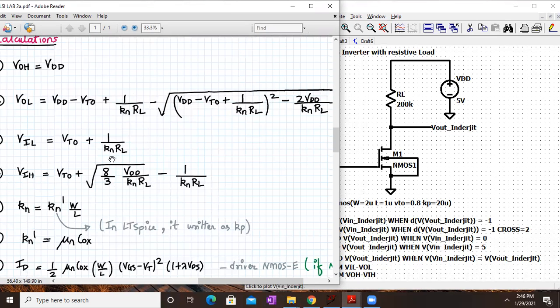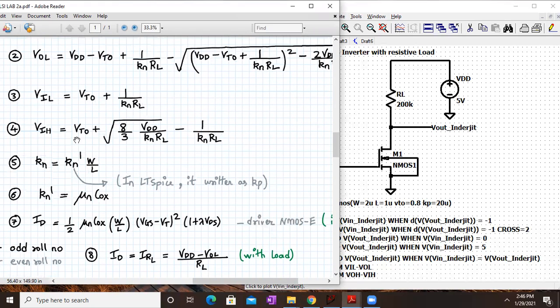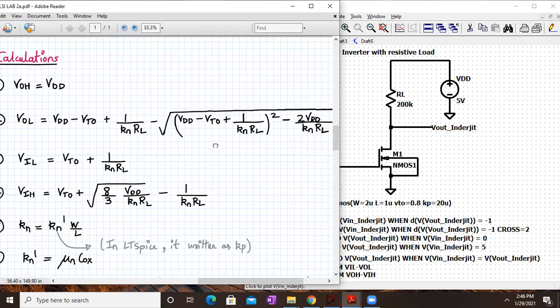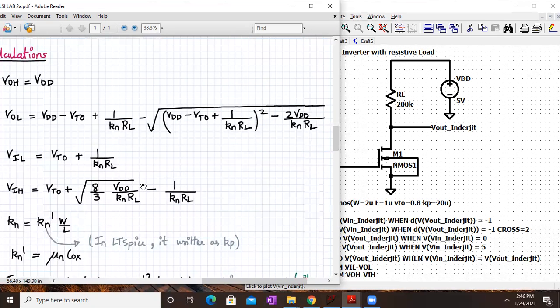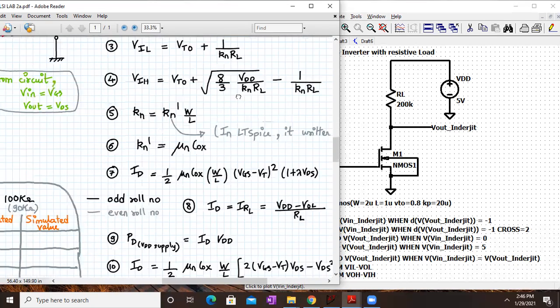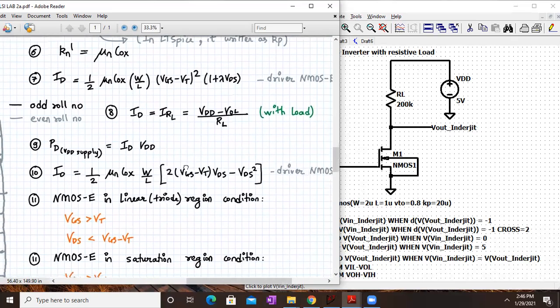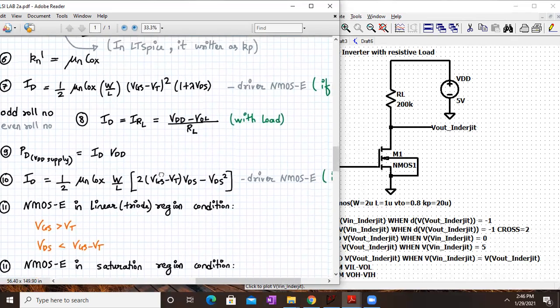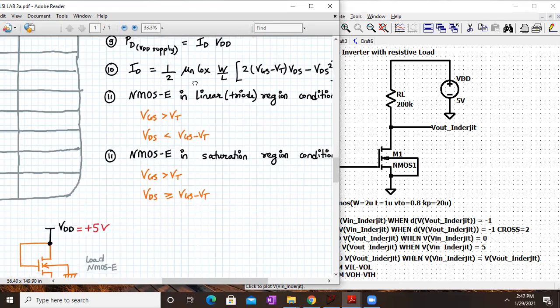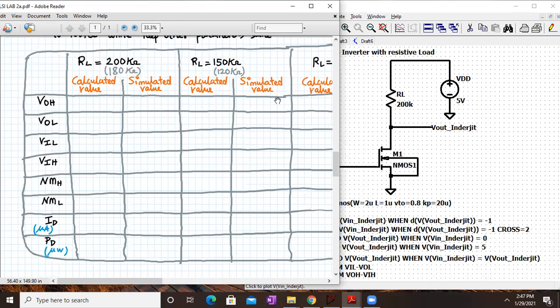Similarly, the VIL formula is given: VTO plus 1 divided by Kn into RL. And the VIH value is also given: VTO plus square root of 8 by 3 VDD upon Kn into RL, minus 1 upon Kn into RL. All these formulas will be derived in your theory class, so don't worry about it. Right now, just use them. Next we have ID, which we have already found out. So we have to put all these values inside this simulated table.